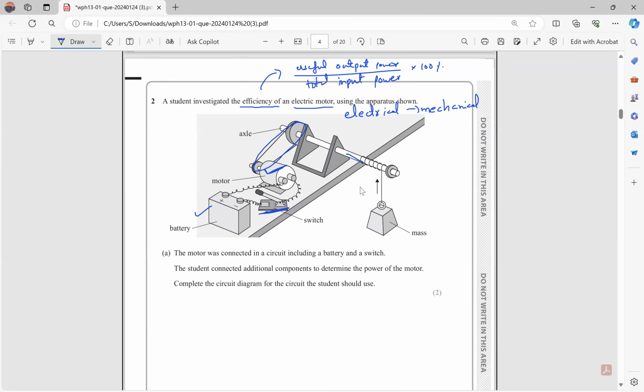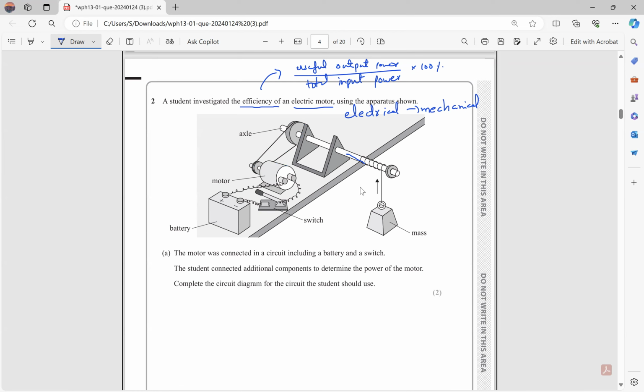So the purpose of this motor is to lift its mass, right? That is its basic purpose. It's taking electrical energy as its input, and the output it's giving us is that it's lifting this mass. When you lift something, you give it height. So it's giving it gravitational potential energy. This is how the setup is working.